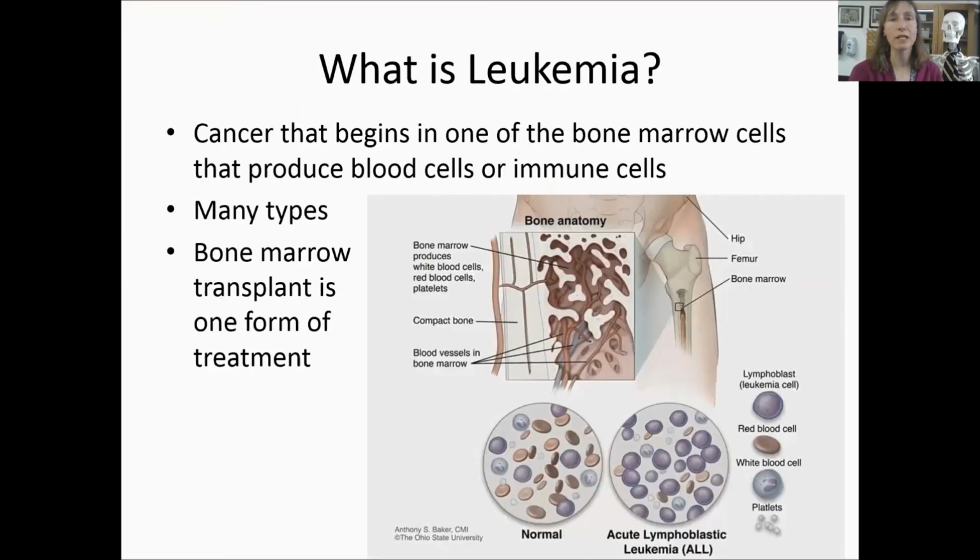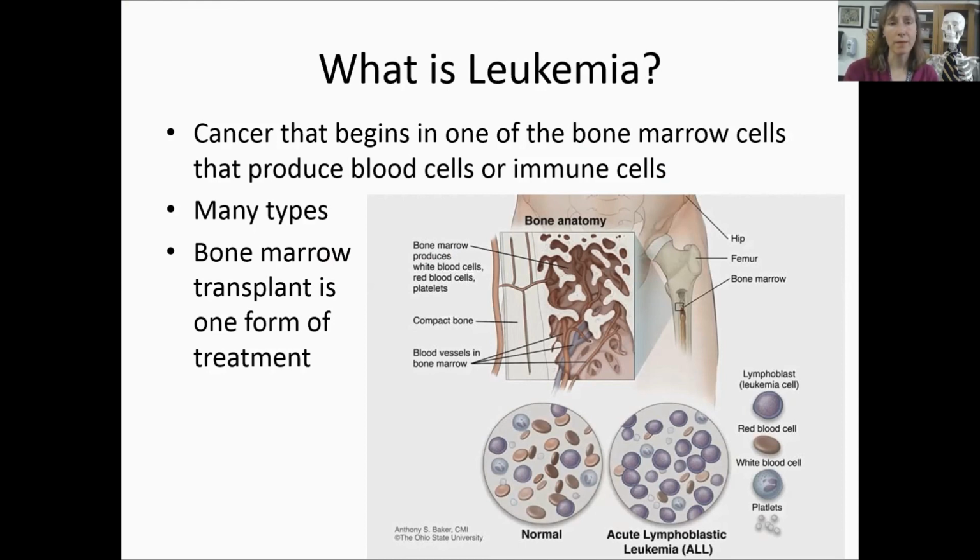Just kind of interesting, what is leukemia? Maybe you've heard people talk about leukemia. This is a cancer that begins as a living cell in the bone marrow, the cells that produce your blood cells, your red blood cells or your immune cells. So it's a cell in your bone marrow that starts growing out of control. There's many different types depending on which kind of blood cell it's made from.